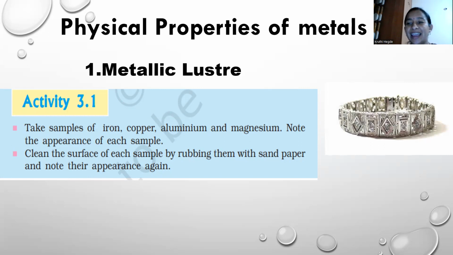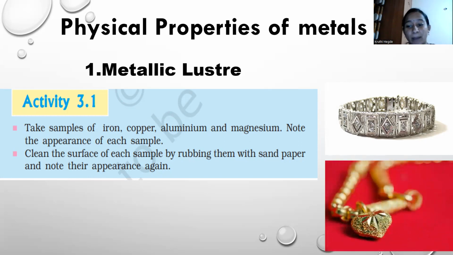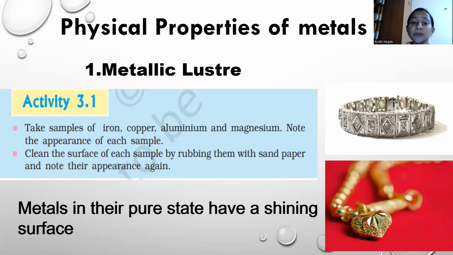You can see a beautiful bangle made out of silver, which has a shiny appearance. You can see a pendant and a chain made from gold that have a shiny appearance. Maybe this shiny appearance itself attracts most of us, attracting more customers to purchase jewelry. So this is also one of the reasons why gold and silver jewels are made. Metals in their pure state have a shining surface. That shining property is called metallic luster. First property that you need to remember.